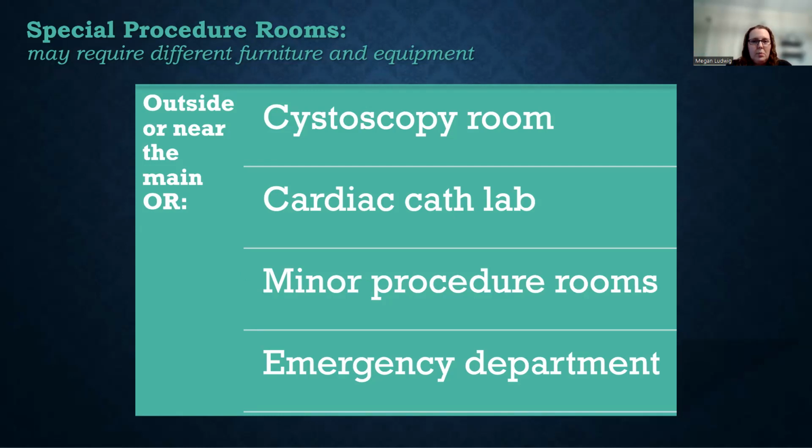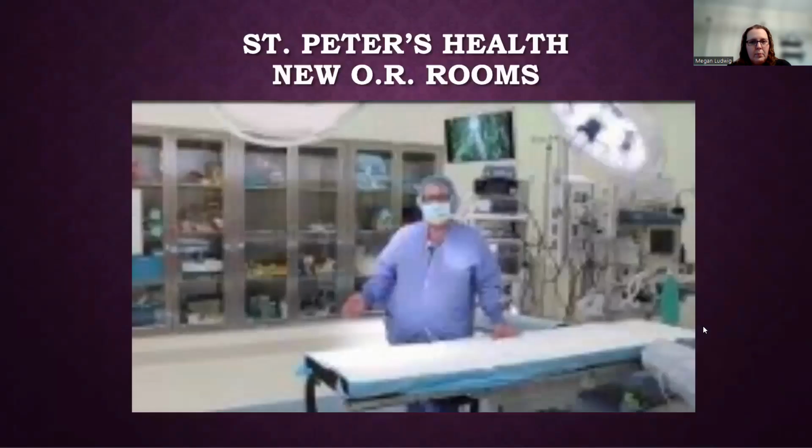Usually a lot smaller rooms that might be for things like even scopes. We use ours for sometimes small ENT cases. We have a pediatric dentist who comes, skin lesions, small things like that. And then your emergency department should be very close as well because a lot of our trauma patients have to come to surgery and you want that to be easy access.